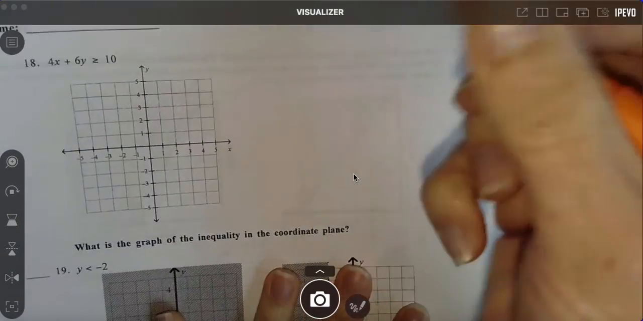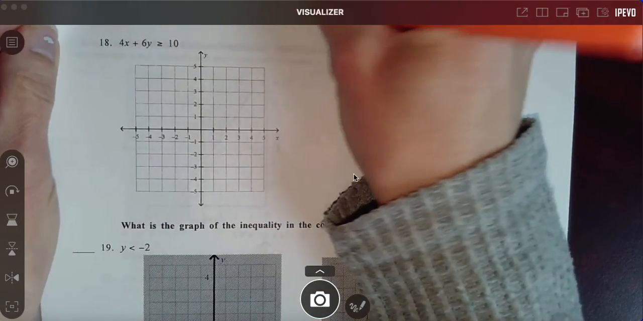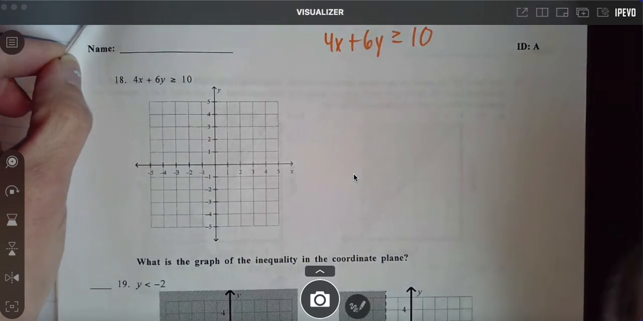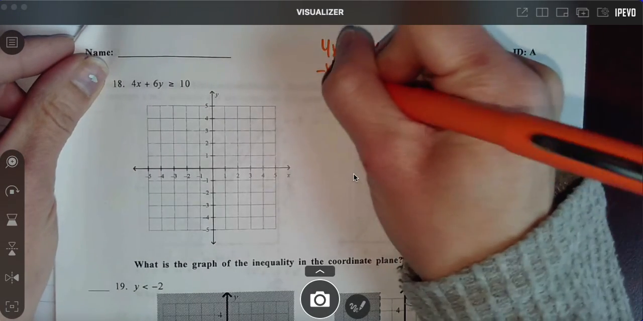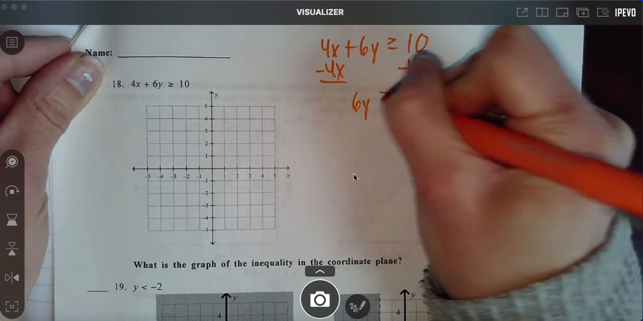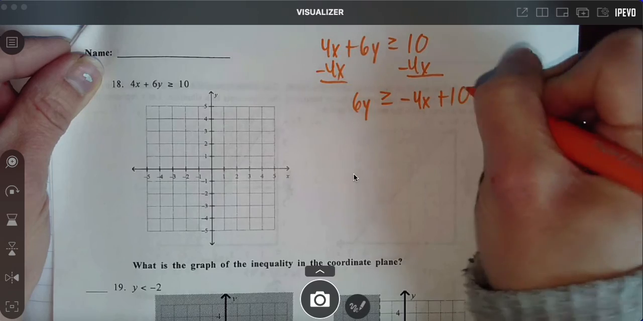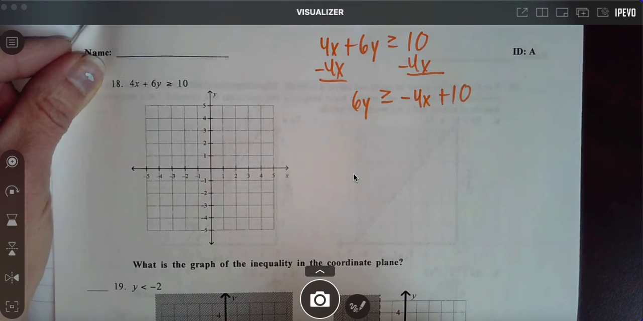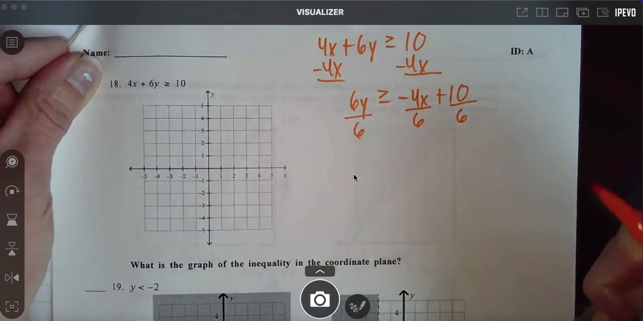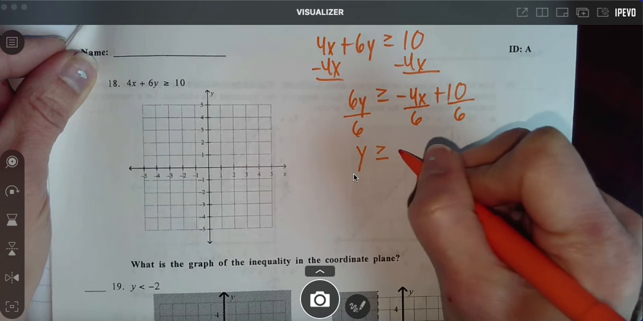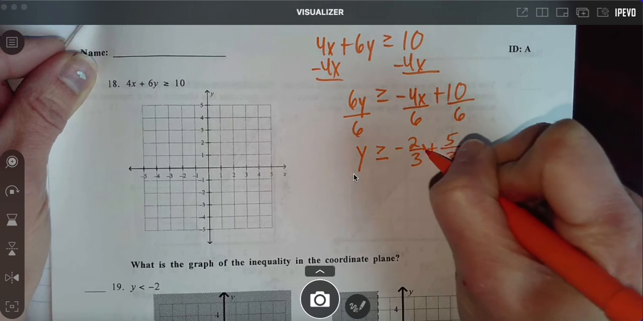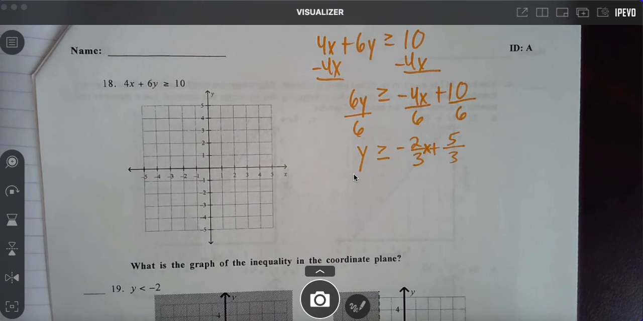Number 18. I'm solving for y. So I would subtract my 4x. And now I'm going to write everything down. 6y greater than or equal to negative 4x plus 10. And then I divide by 6. So what's going to happen is I'm just going to reduce some fractions. So I get y is greater than or equal to negative 2/3 x plus 5/3.